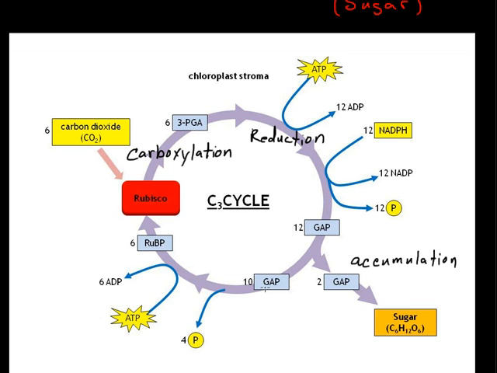The remaining GAP, 5 out of the 6, in this case we're following 6 carbon dioxide molecules. I don't want to get caught up in the numbers too much here. But these GAPs require a little bit more ATP to reproduce RUBP to keep the cycle turning. And these steps in here are referred to, again, as the regeneration steps.